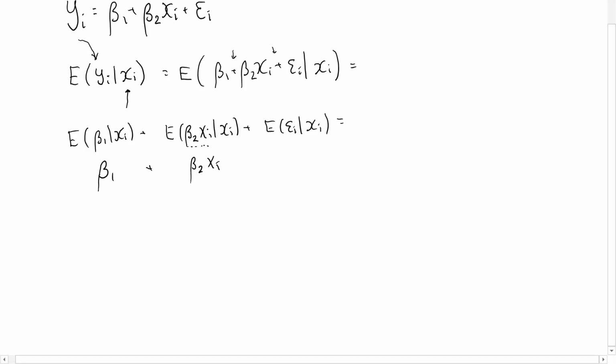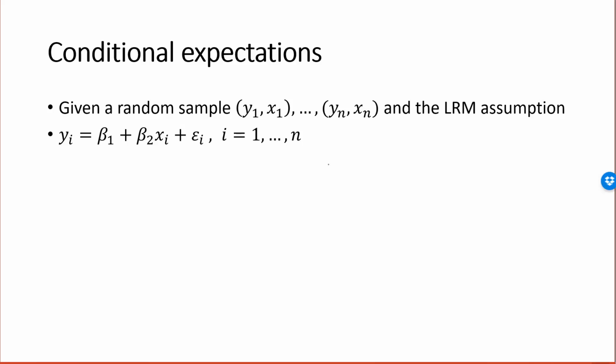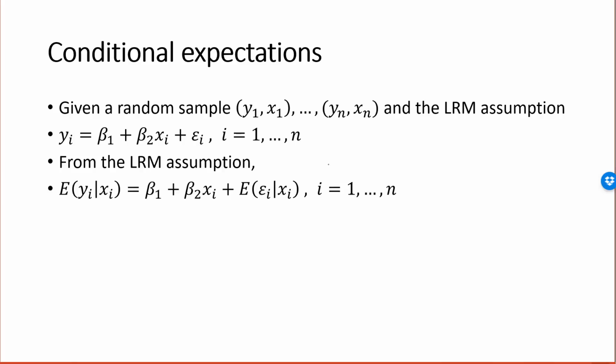And then we have the final term. In general, we can't say anything about the expected value of the error term once I know xi. And this result is true for all observations. So bringing this back, we have the following result. The expected value of yi given xi is this same linear function of xi, beta 1 plus beta 2 xi, plus the conditional expectation of the error term.